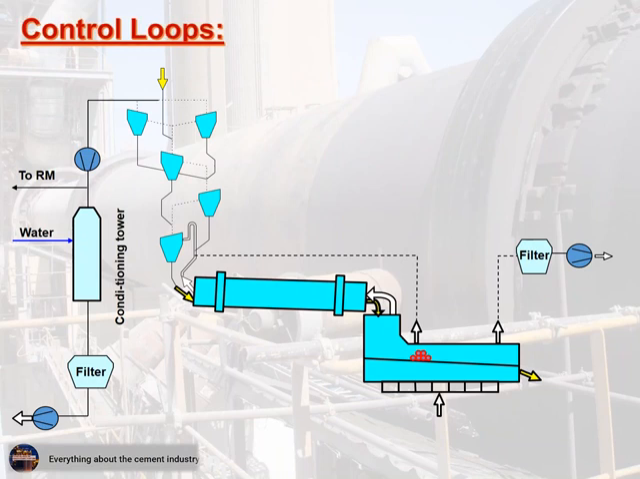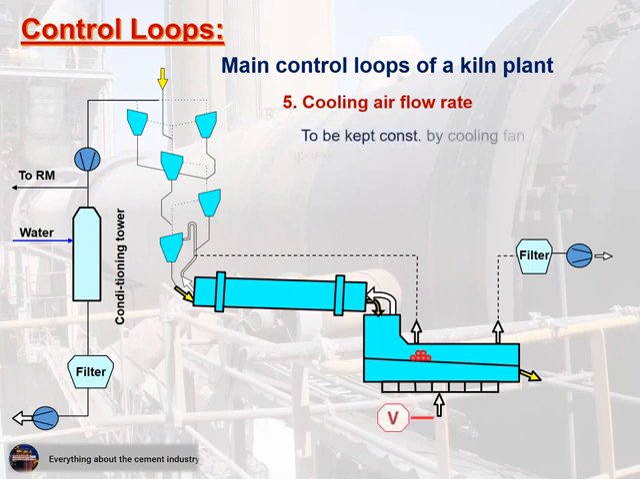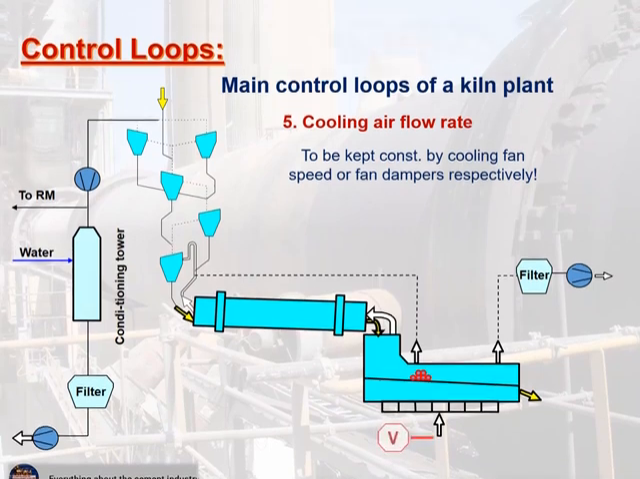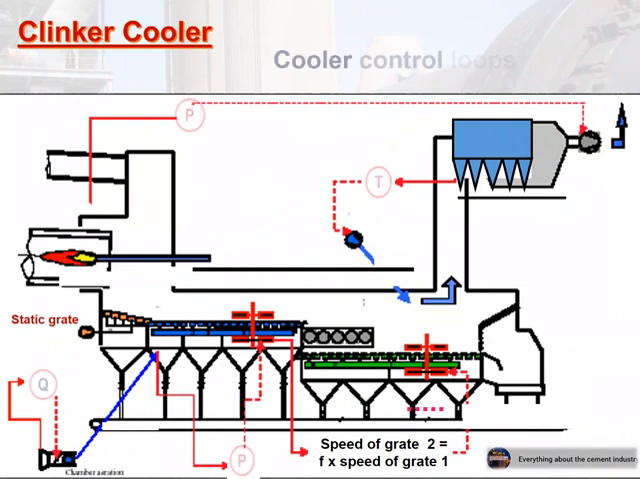Control loops. Slide 5, we follow the explanation of the control operations that occur in the rotary kiln. Main control loops of a rotary kiln plant. 5. Cooling airflow rate, to be kept constant by cooling fan speed or fan dampers respectively. Clinker cooler. Cooler control loops. This figure shows the stages of controlling the clinker cooler.